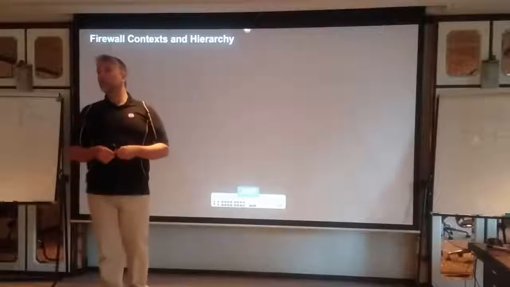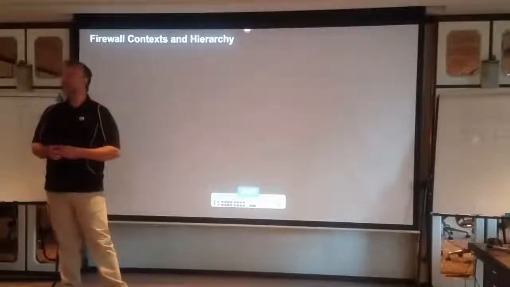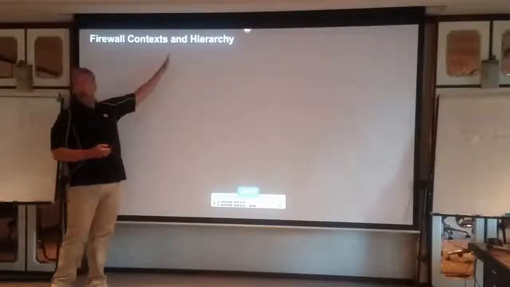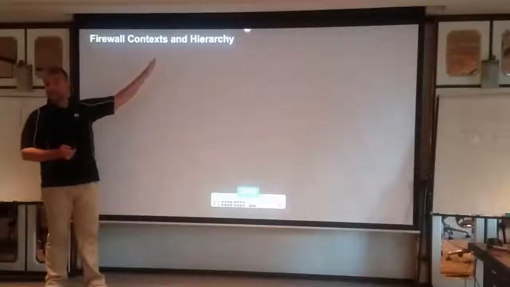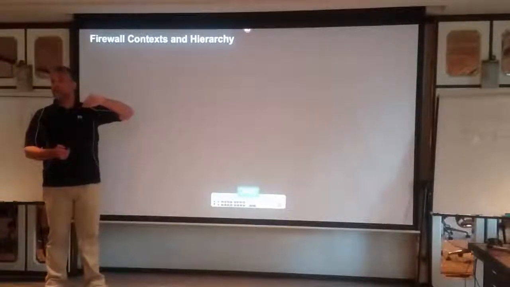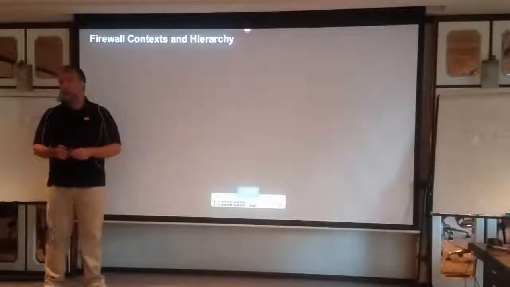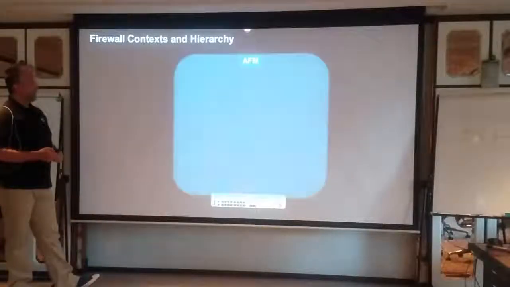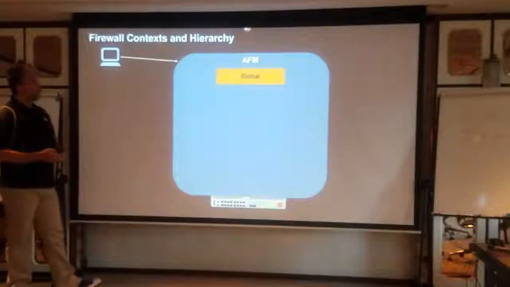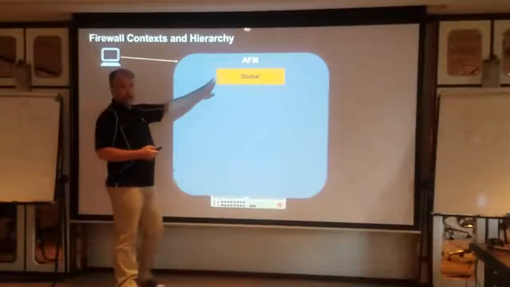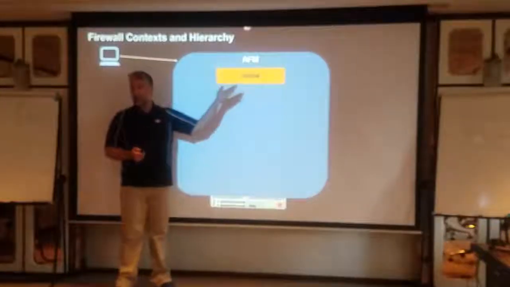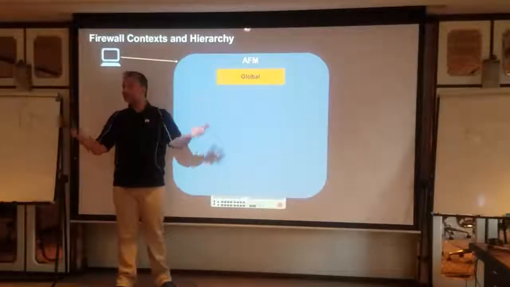On BIG-IP, you create rules. On AFM, you create rules at a context level. And these are the contexts and the order that they are checked when a request arrives at AFM. The first context is the global context, which is what it sounds like. It's a rule that applies to the entire BIG-IP.